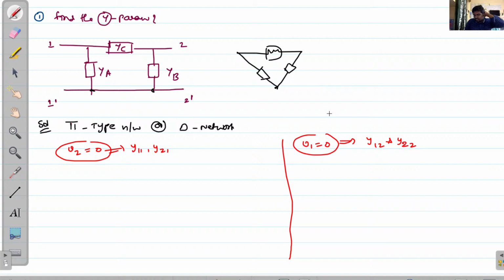By making v2 equals to 0, for this particular circuit, this one is v1 and this one is i1, this one is v2 and this one is i2. v2 equals 0 means you can make it a short circuit. You can connect these 2 and 2 dash terminals with one short circuit, then you will get v2 equals to 0. Otherwise you can draw it again here.